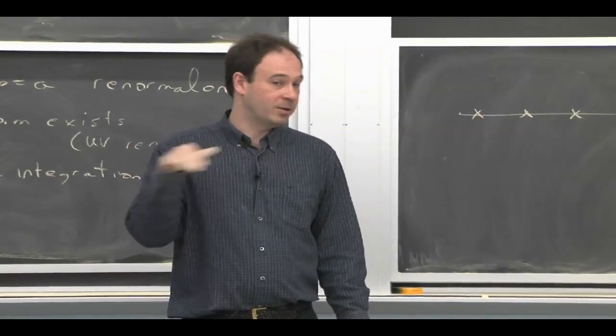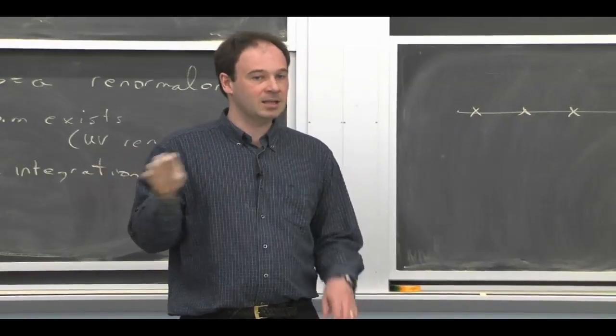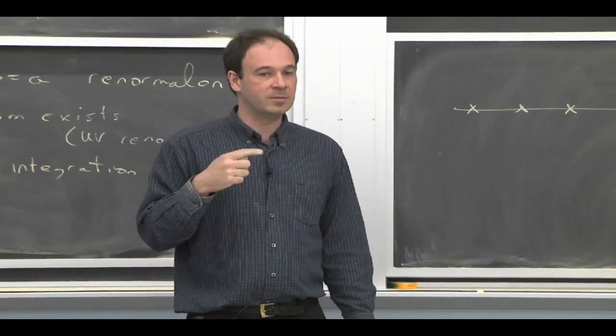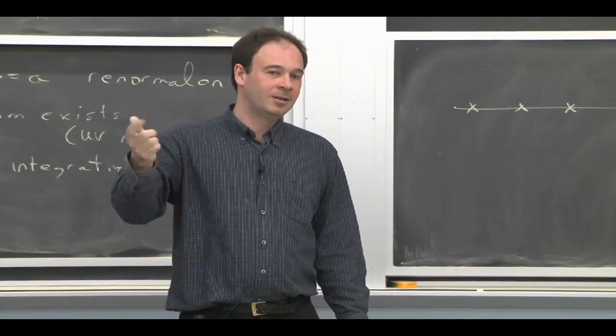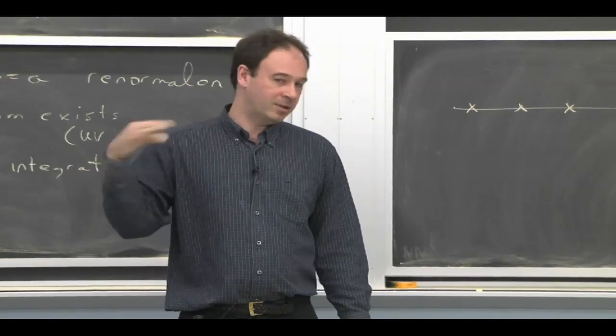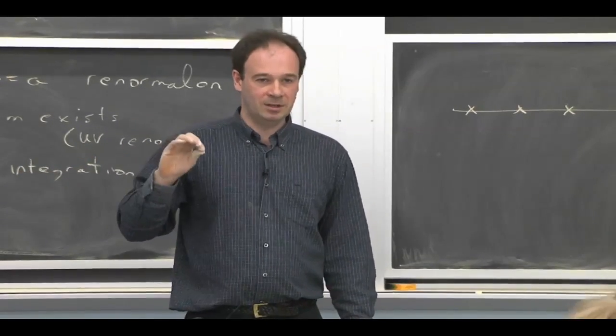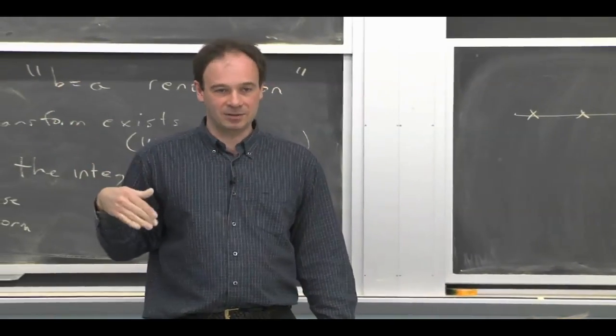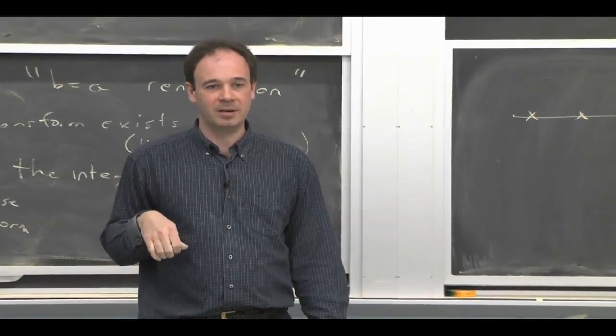The MS bar mass is a perfectly well-defined quantity. It doesn't actually have a renormalon, okay? That's not its problem. The pole mass has a renormalon. The MS bar mass's problem is related to power counting in the low energy theory. It's a good mass for high energy physics, but a bad mass for low energy physics. That's the problem with MS bar.